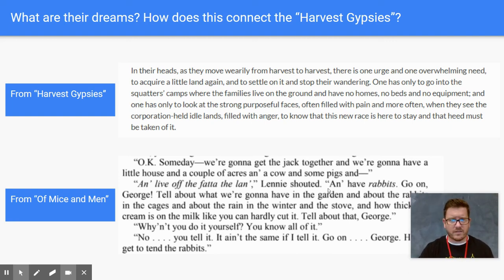All right, let's see what's next here. Oh, this is it. So this is at the end of chapter 1. We get George and Lenny's dream. Their dream is to together get their own place, and as Lenny says, live off the fat of the land.